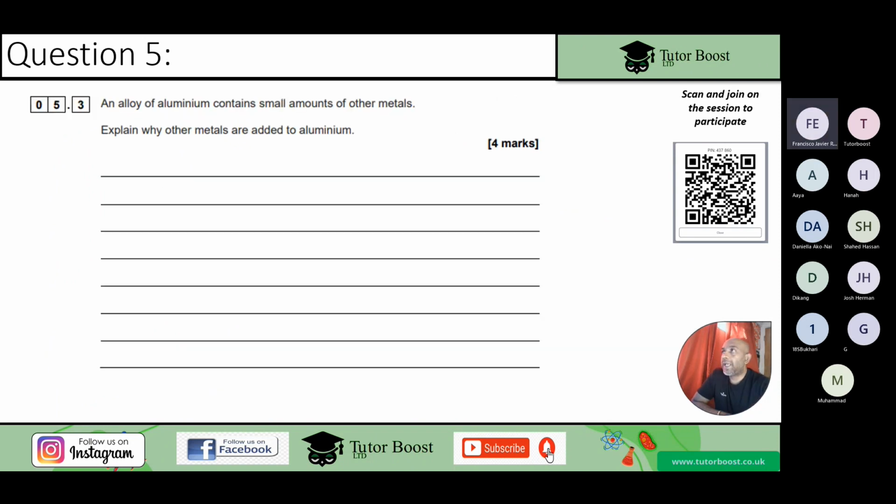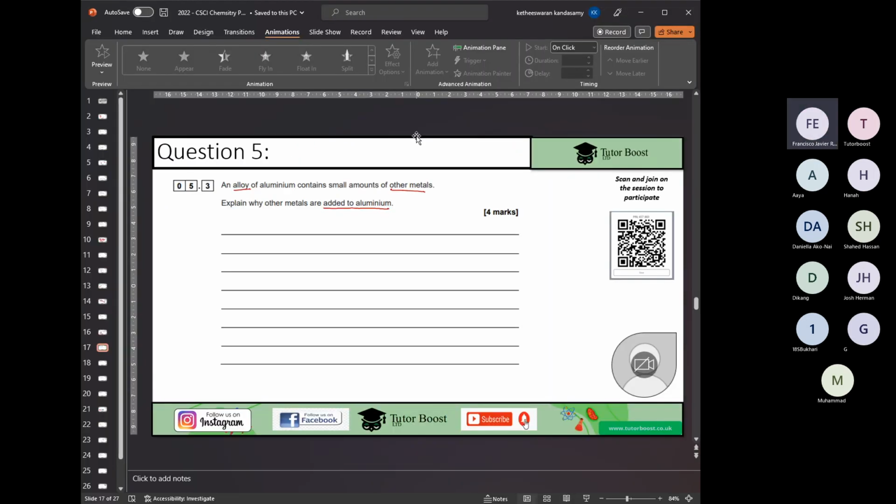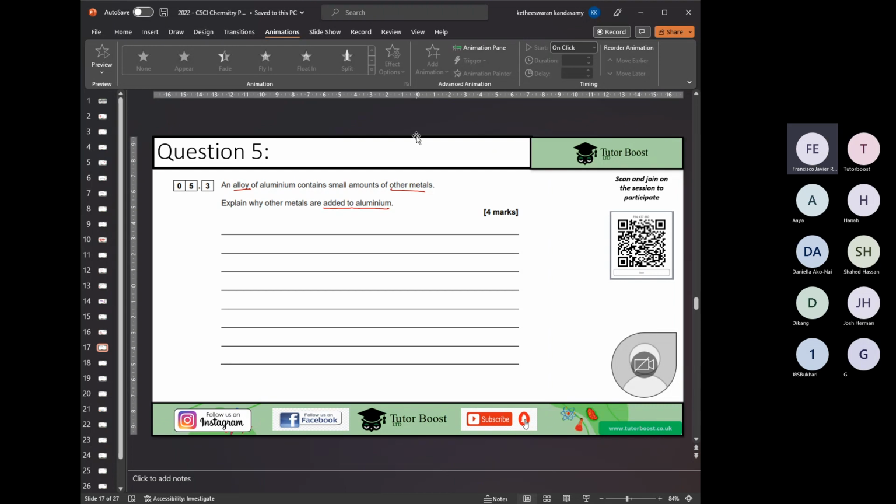Next question. An alloy of aluminium contains small amounts of other metals. So explain why other metals are added to aluminium. Right. So if you're making an alloy, it's not just one metal. An alloy is a mixture of two or three metals. So why are other metals added to aluminium? I'll give you a minute to see if you can write a couple of points. If you can draw a diagram, it'll also be easy in your exam. It just gets your points across much better.